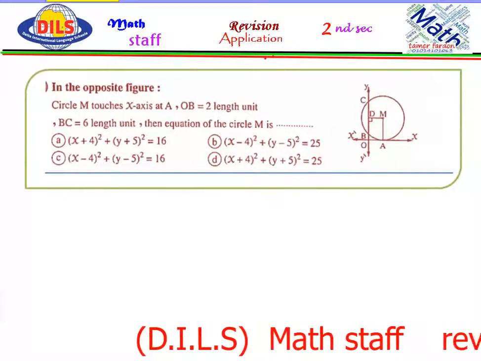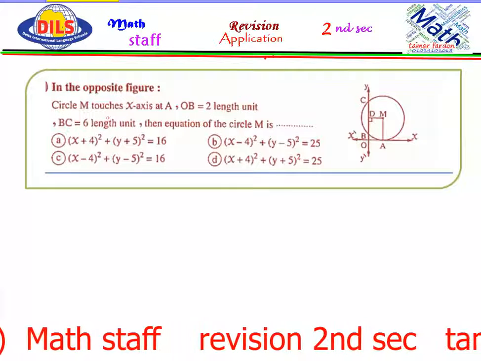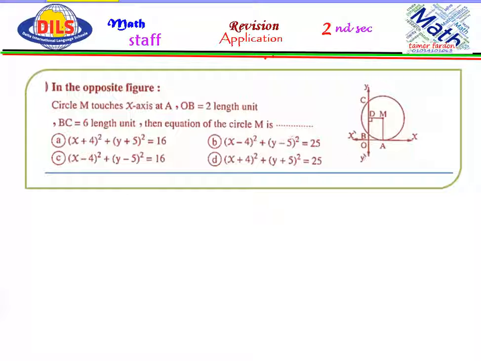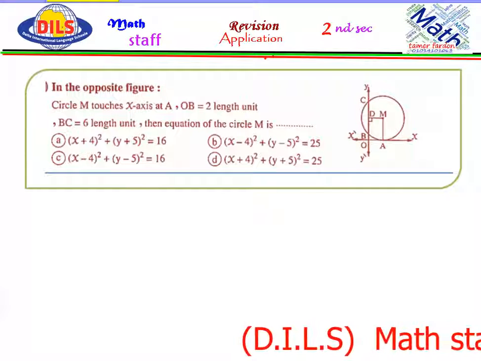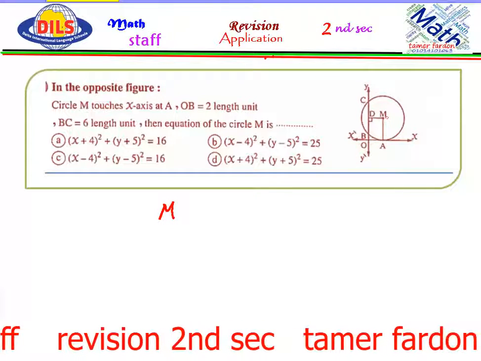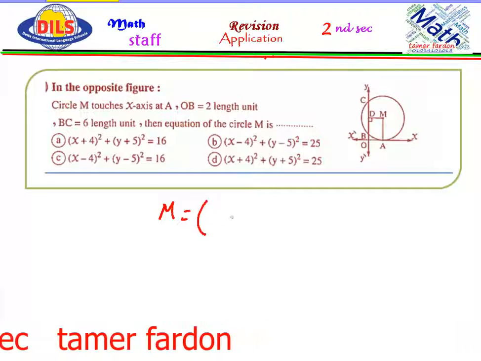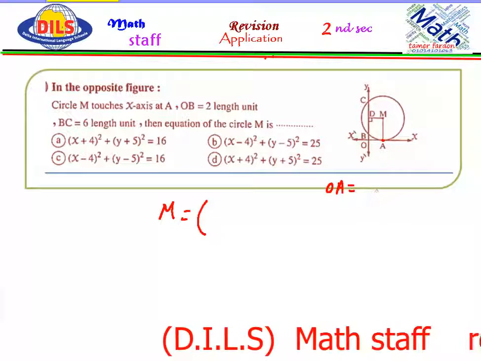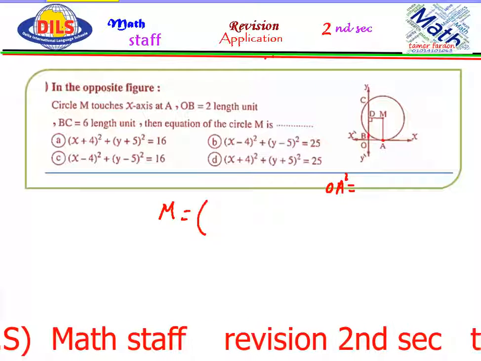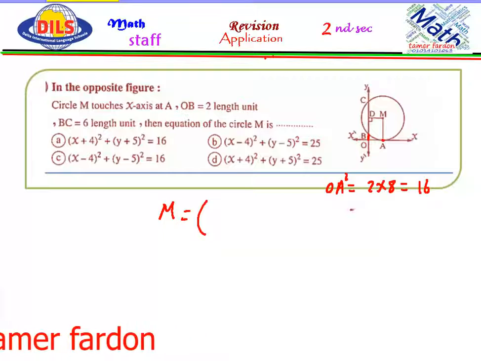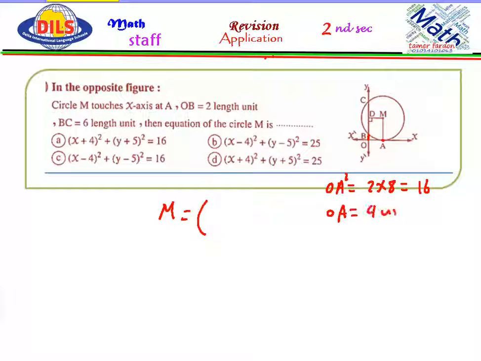The next: in the opposite figure, circle M touches the x-axis at A. The equation of the circle M is... To know the equation, we have to find its center M. The x coordinate of M is the same as that of A. OA squared equals 2 times 8, since OA is a tangent segment to the circle. So OA equals 4 units.